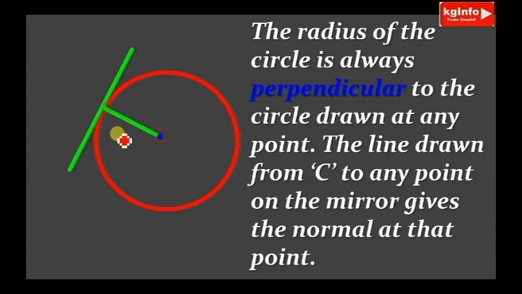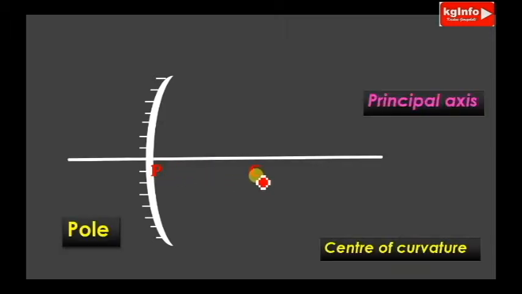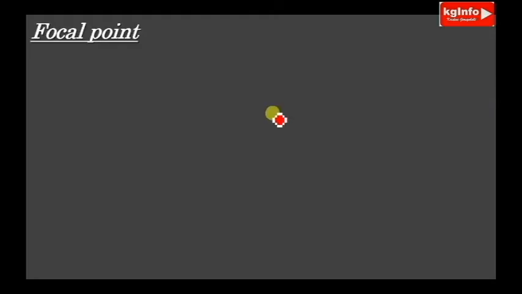The line drawn from C to any point on the mirror gives the normal at that point. So this is a concave mirror, and this is the pole P and the center of curvature C, and this is the principal axis. The lines which pass through the center of curvature are normal lines. Focal point. How to find the focal point of a concave mirror?